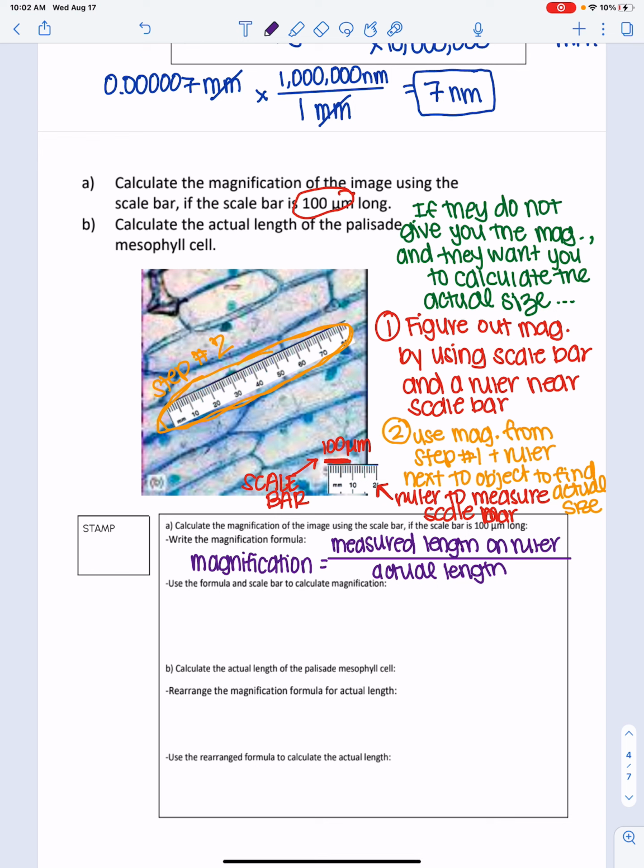So in this case, we're trying to find the magnification. They haven't given that to us. So before we can plug any kind of numbers into a formula to figure out how big the cell is, we have to figure out how enlarged the image is. The way we're going to do that is we're going to take the measured length on the ruler for the scale bar. And then we're going to use the actual length of the scale bar.